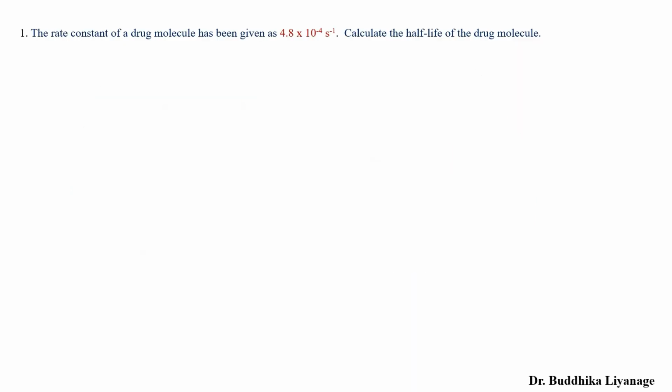Question number 1. The rate constant of a drug molecule is equal to 4.8 times 10 to the negative 4 per second. Calculate the half-life of the drug molecule. In chemical kinetics, there are three types of rate laws, and rate constant units are different for all three types of rate equations. Looking at this given rate constant unit, we need to determine whether this rate law is zeroth order, first order, or second order. Per second units are given. Per second is for first order rate constant.